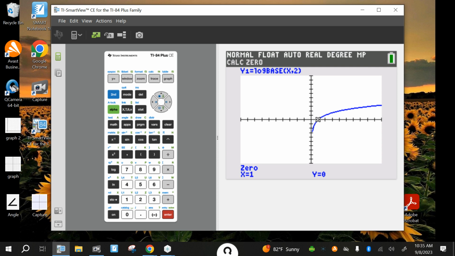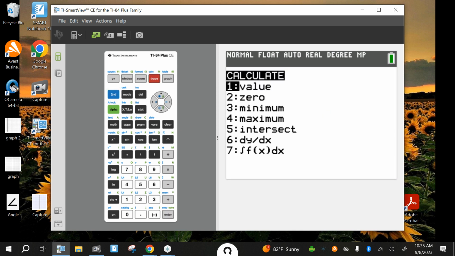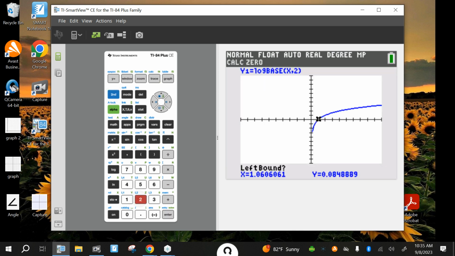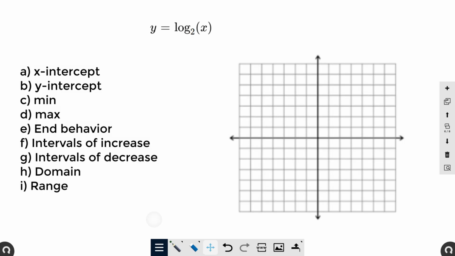We'll do it again to make sure you guys know. Okay? So second trace, option 2, the zero. Tell me a number to the left. Tell me a number to the right. Enter on guess. So it crosses at x equals 1. So my x-intercept, x equals 1.